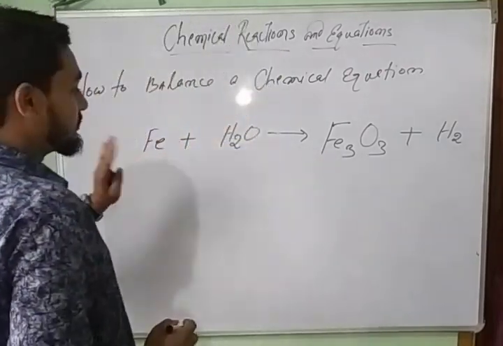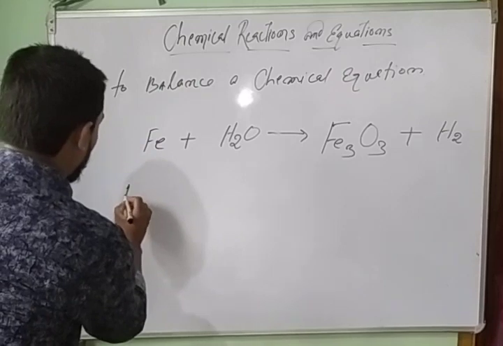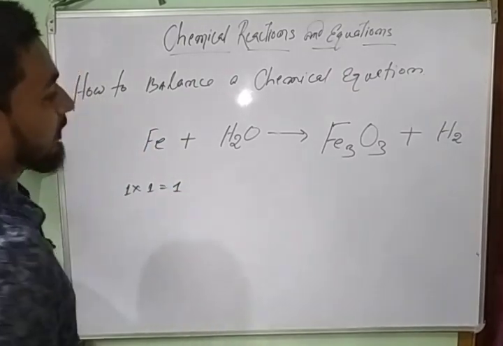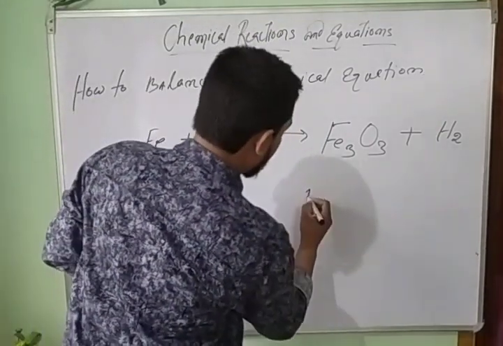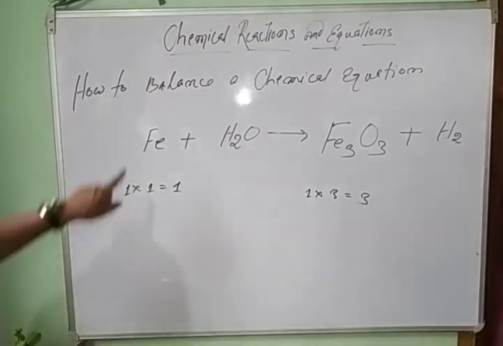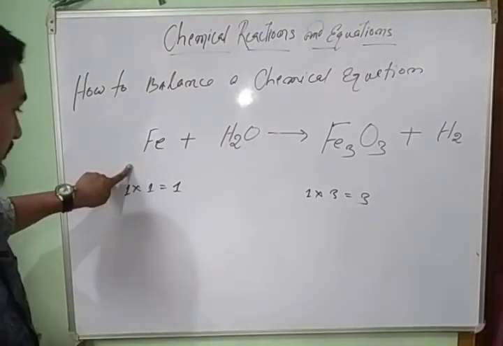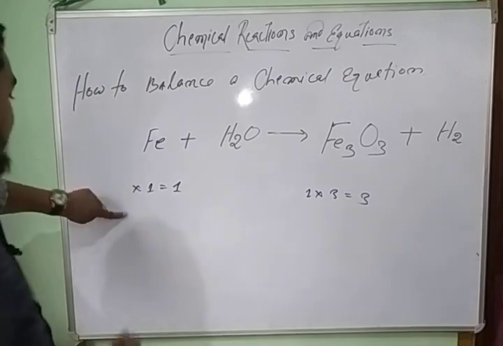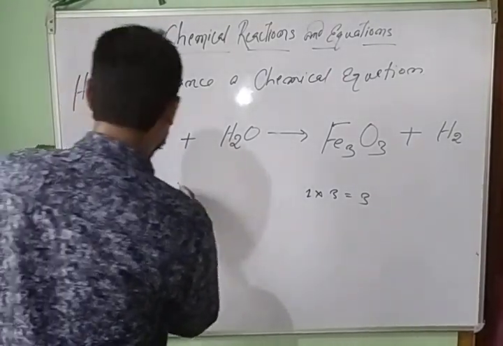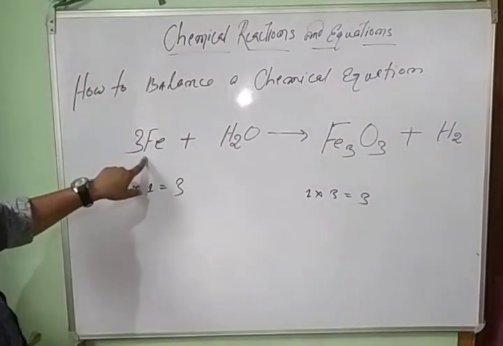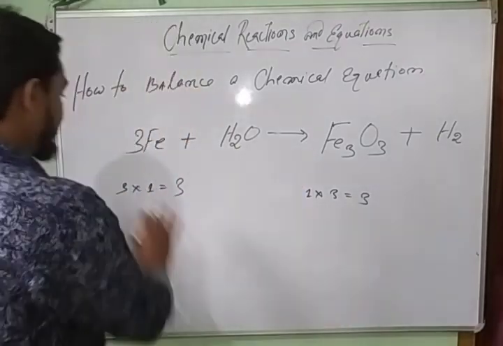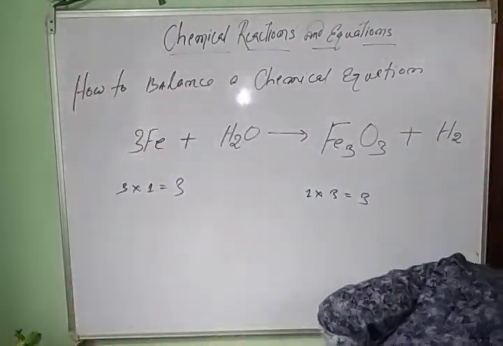Here the number of Fe is 1 into 1, that means the number of Fe is 1. On the product side the number of Fe is 1 into 3, that is 3. So I can use the coefficient position. If I put 3 in place of 1, the number becomes 3 ones are 3. The number of Fe becomes 3. Now the number of Fe is equal on both sides of the equation.